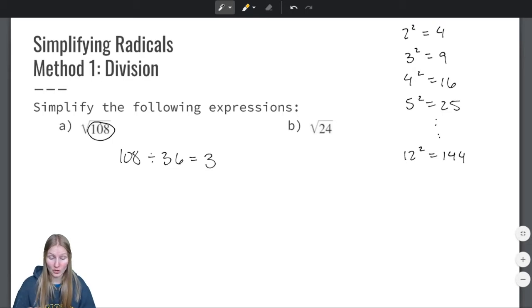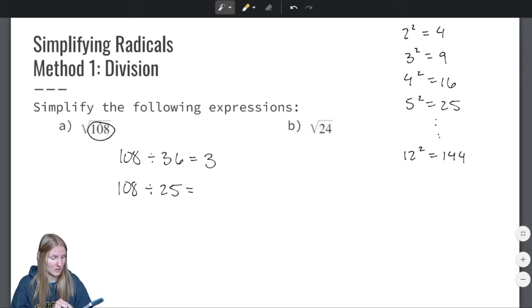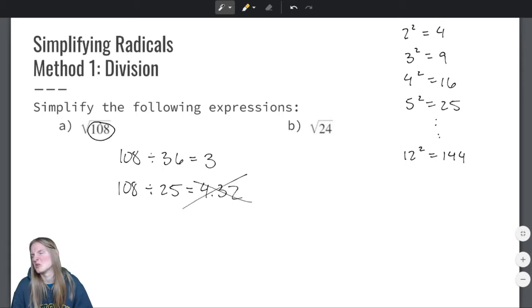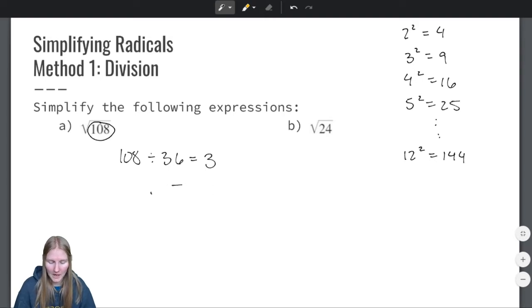Now, if we had tried another number, say 25, 108 divided by 25, we would have gotten 4.32. We don't want decimals. No decimals. So we want to find some perfect square that I can divide by and get a whole number.